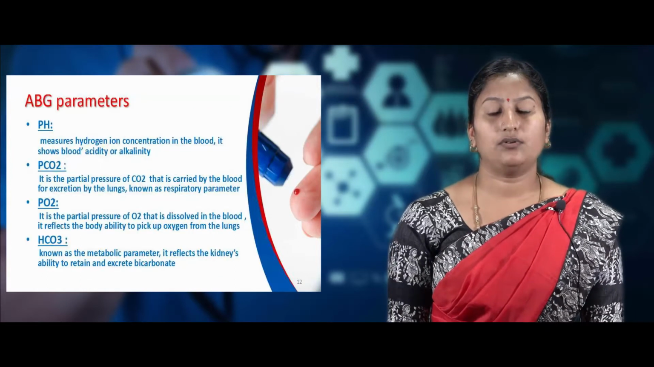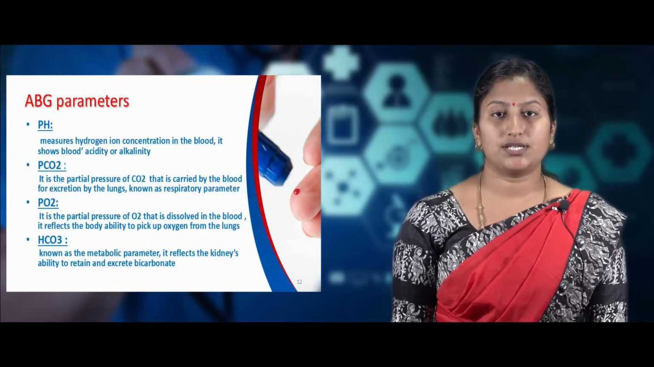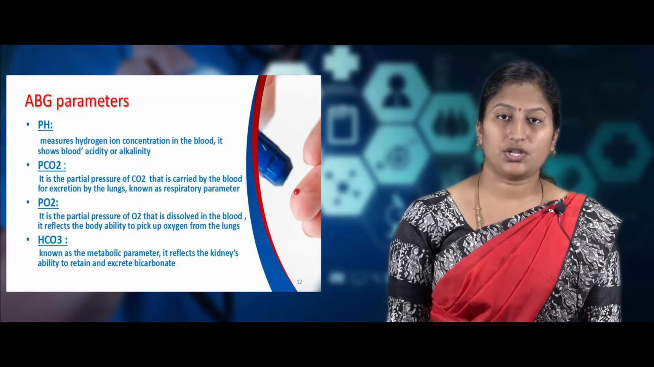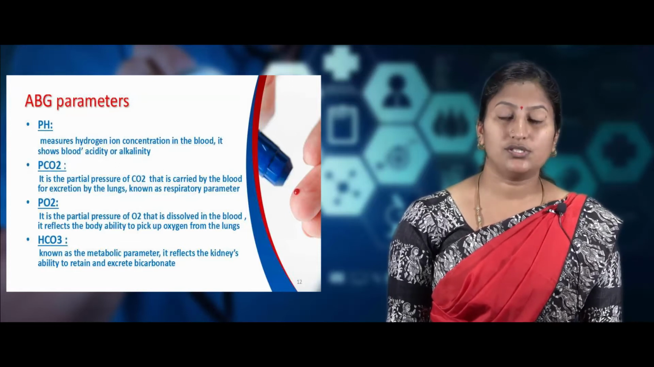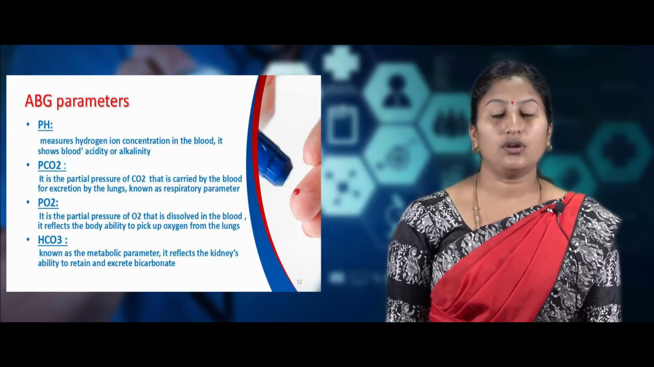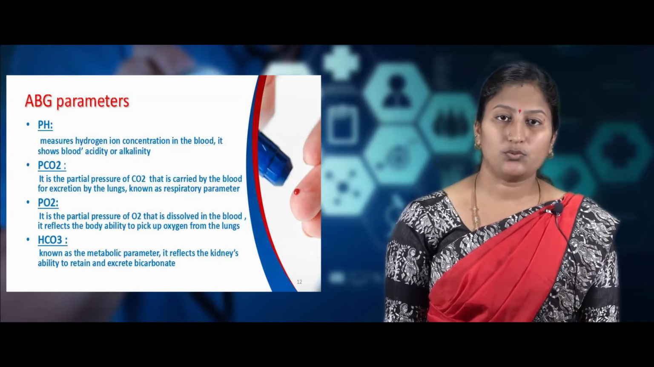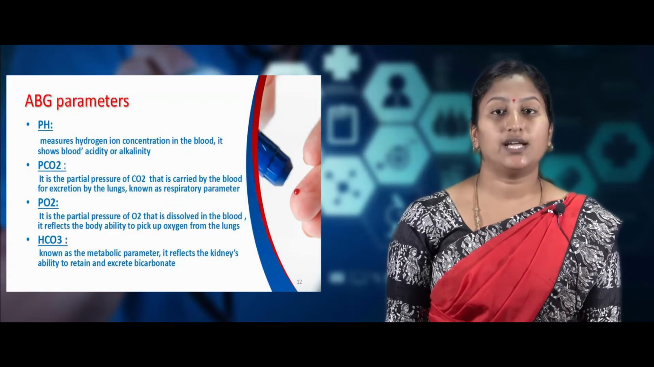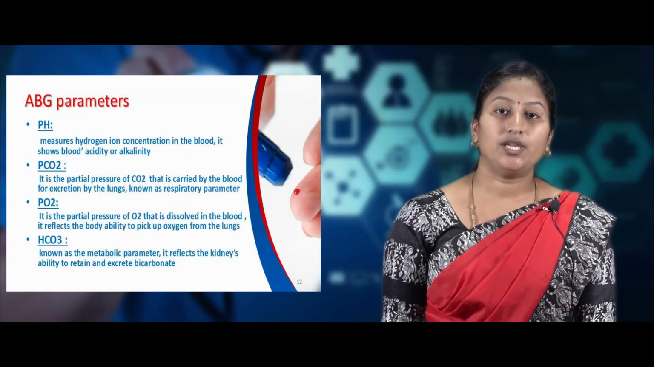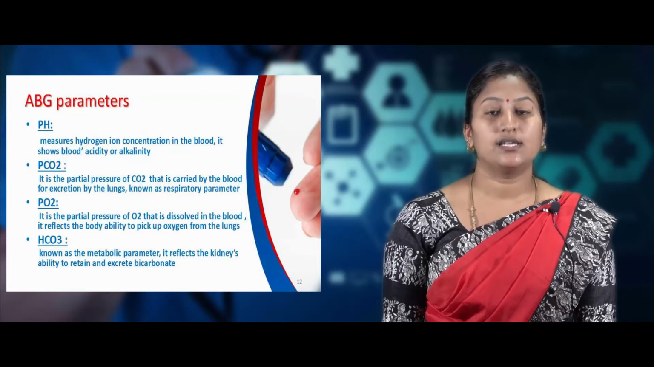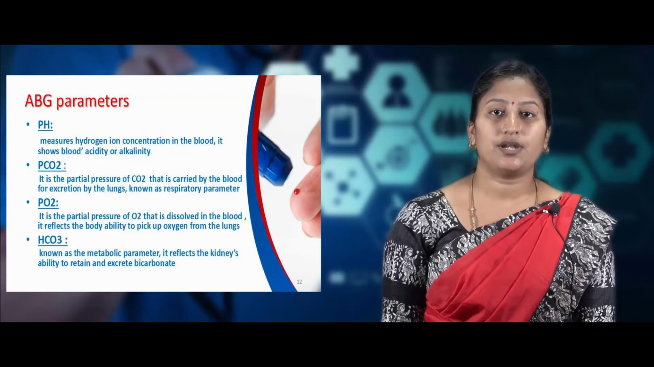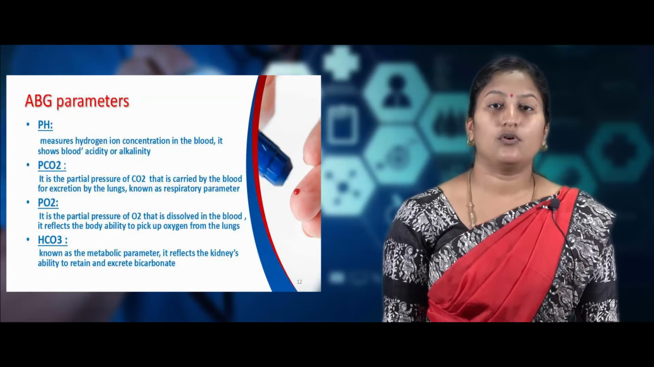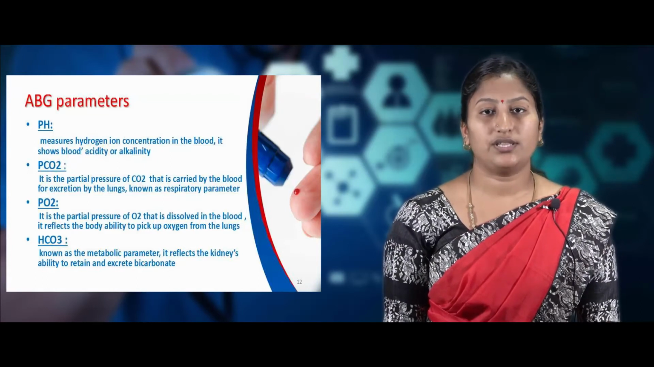Now let's see the parameters of an ABG test. pH. It measures the concentration of hydrogen ions in the blood. It shows the blood's acidity or alkalinity. PCO2. It is the partial pressure of carbon dioxide that is carried by the blood to be excreted by the lungs. It is otherwise known as the respiratory parameter. PO2. It is the partial pressure of oxygen that is dissolved in the blood.